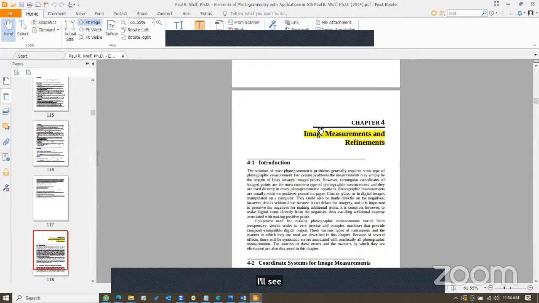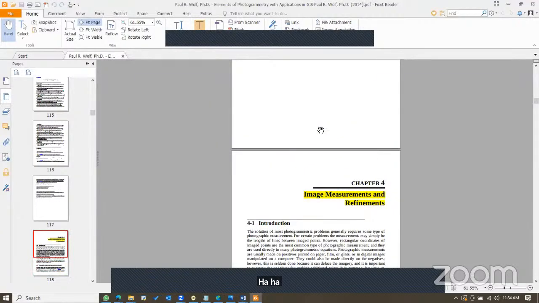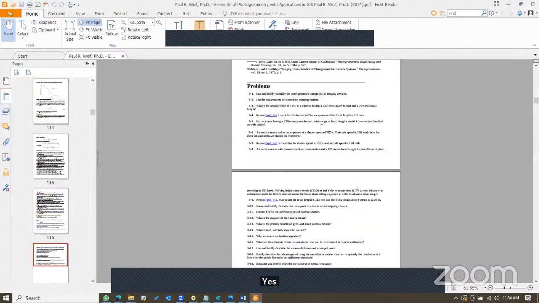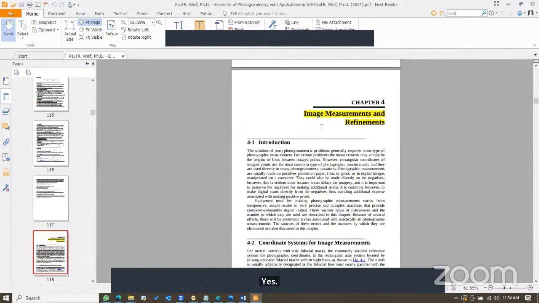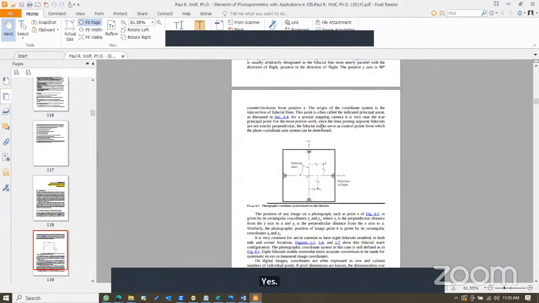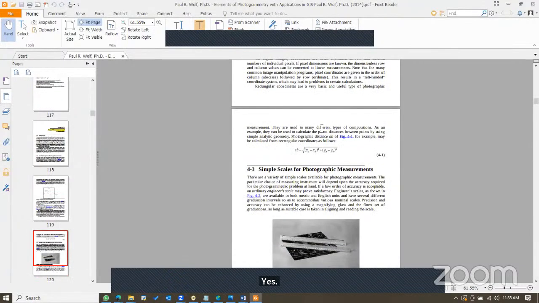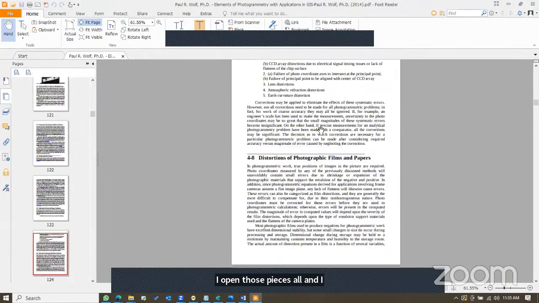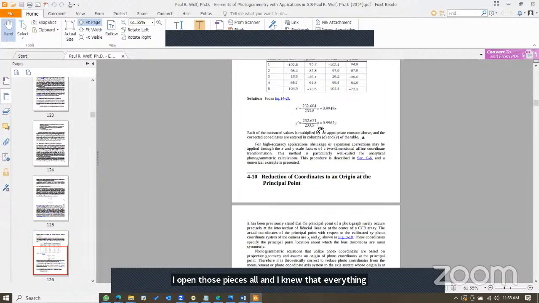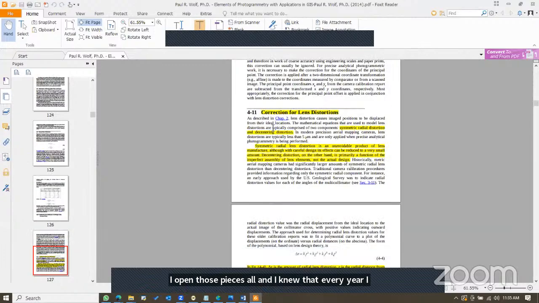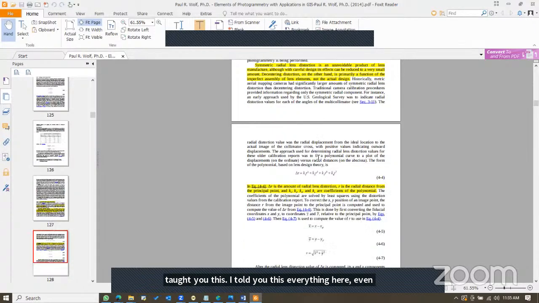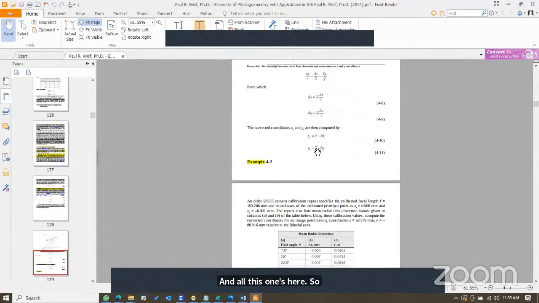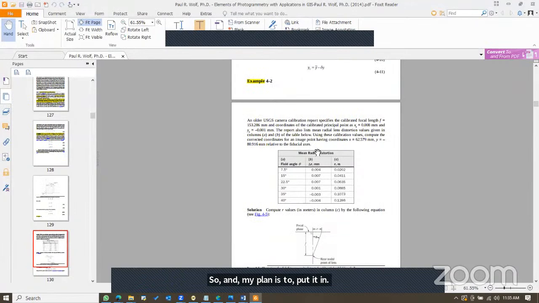Now, if you look at my own textbook, can you see my screen? Yes. I hope you can see my screen. In my own screen now, I highlighted those places that are actually needed, which I know I taught you. I opened those places up, and I knew that everything here I taught you. Even this example, we did it, and all these ones here, you can see that I highlighted them.